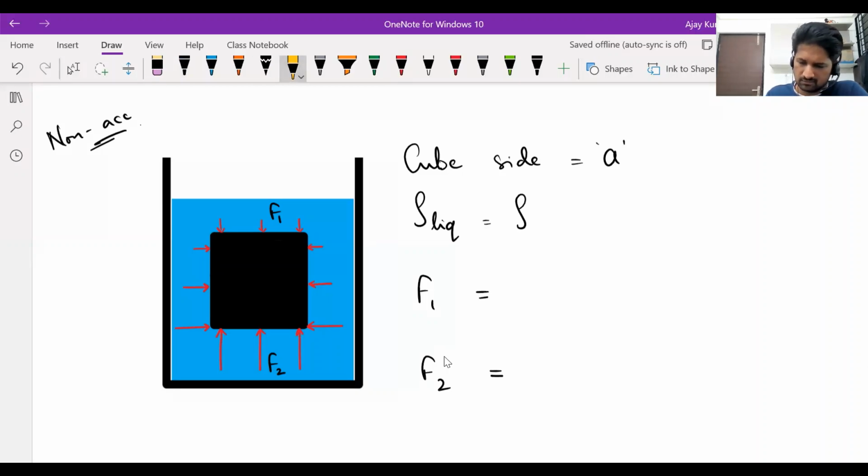And you will have to make some assumptions, obviously. Assume this upper surface is at some depth x, some unknown value. Based on that, you all write.